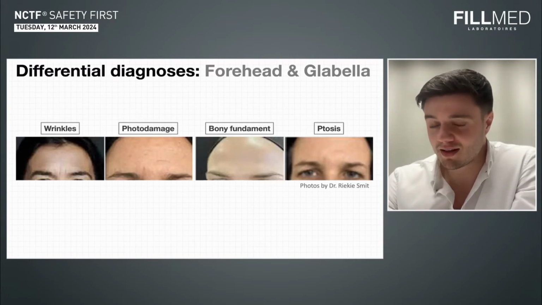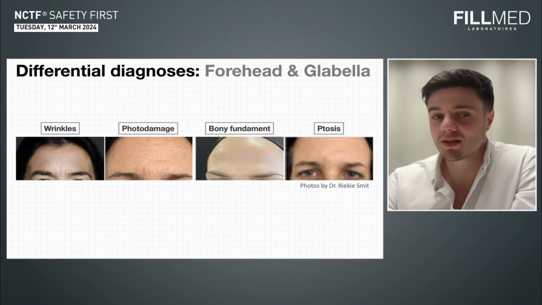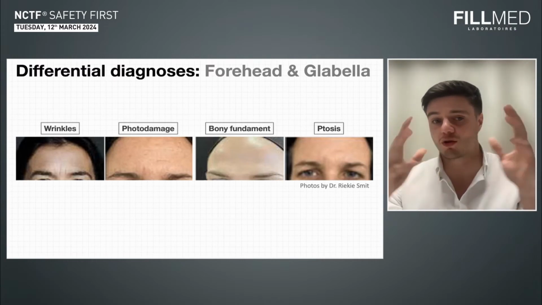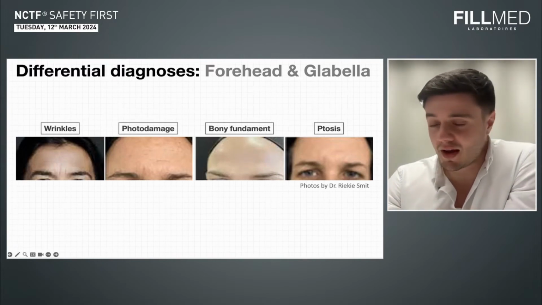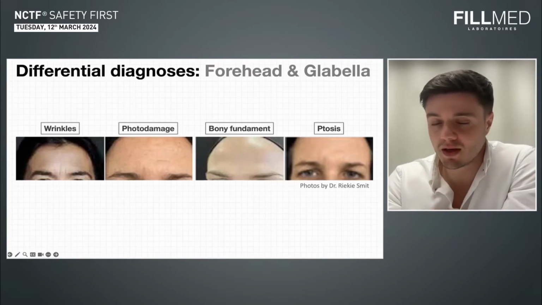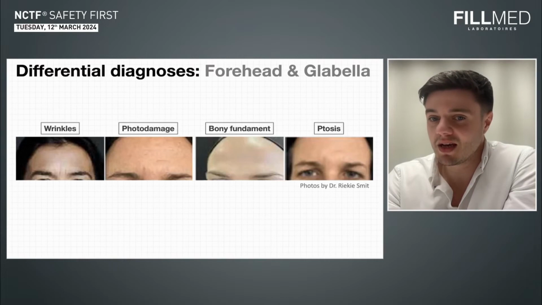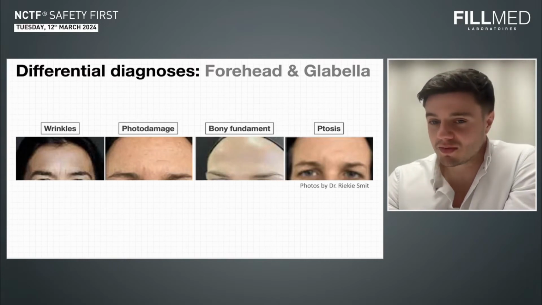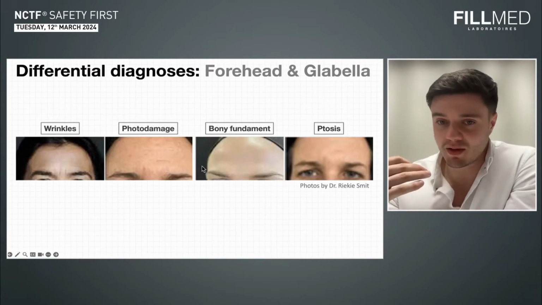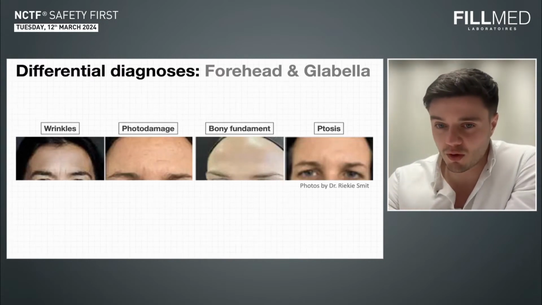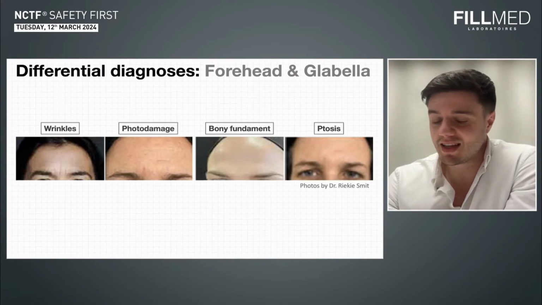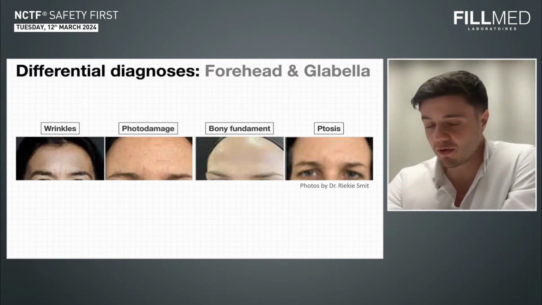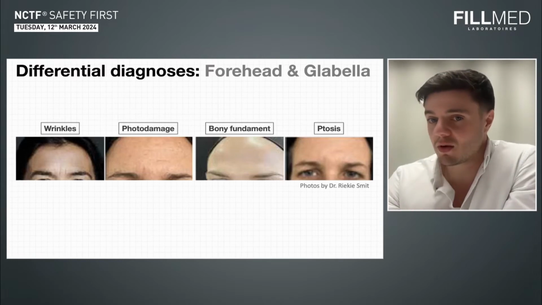And the forehead and the glabella is also a very interesting region because we have quite a variety of different aesthetic concerns again. So we can find wrinkles, we can find photo damage, both pretty manageable with skin revitalization and skin boosting treatments. But on the other hand, we can also find problems such as a loss of bony fundaments. So many publications have reported on bony resorption in the upper facial third, and this might lead to a different appearance of the forehead, and this is also something we need to be aware of.